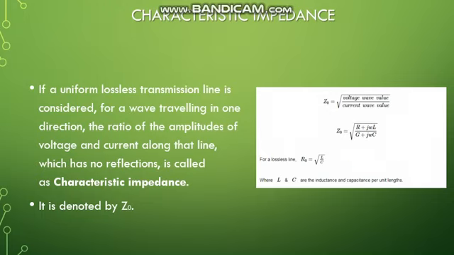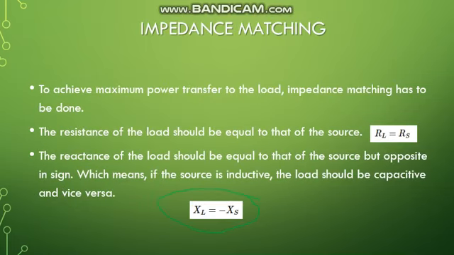Next we will go to the impedance matching section. To achieve maximum power, we know from the maximum power transfer theorem that impedance matching has to be done. That means the Thevenin resistance should be equal to the load resistance. Here the resistance of the source and load should be equal in that particular impedance matching. The reactance of the load should be equal to that of the source, but opposite in sign.